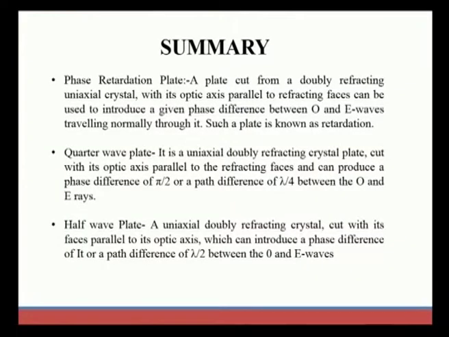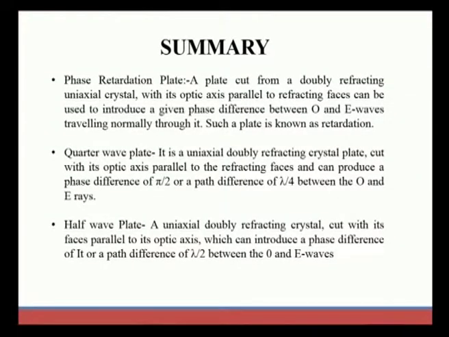So, let us have a quick summary. We started in this session with phase retardation plates, which consist of two types: one is the half wave plate, another is the quarter wave plate. Phase retardation is a technique used for varying the phase difference of the E ray and O ray. The E ray and O ray phase difference or path difference can be achieved with the help of a phase retardation plate.